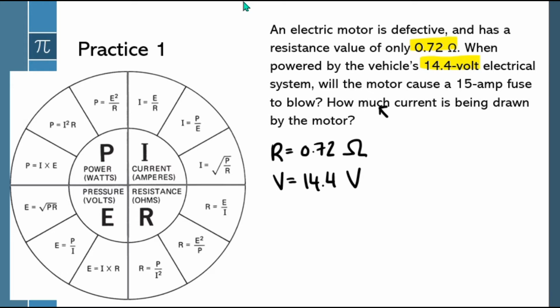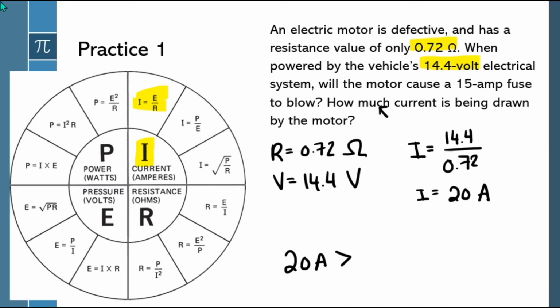I want to find current, so I'm looking around here, and I have resistance and voltage. My formula that has voltage and resistance and gives me current is up here. So here we go. I equals voltage divided by resistance. So the current that's going to be drawn by that defective motor is going to be increased, right? Less resistance, more current, and we're going to get 20 amps in the system. I've answered part 2. Now, if the fuse is only 15 amps, 20 amps is definitely greater than 15 amps. So the fuse will blow.